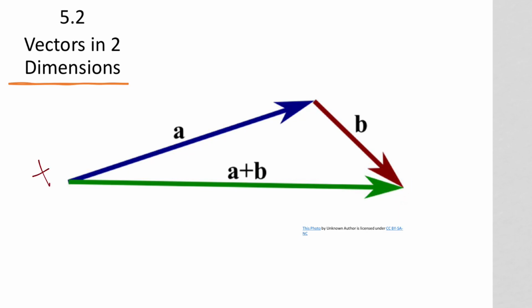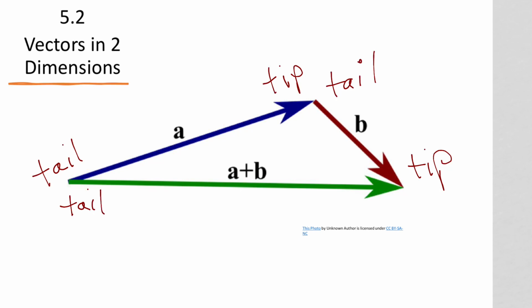So this is the tail end of A, and this is the tip of A, and this is the tail end of B, and this is the tip of B. And then for A plus B, this is the tail end of the new vector A plus B, and this is the tip end of the vector A plus B. So it's important to arrange the two that we're adding up correctly. Let's say we're going to figure out A first, B second.